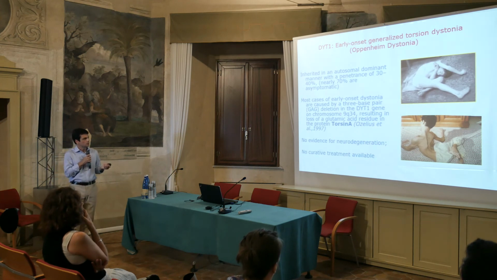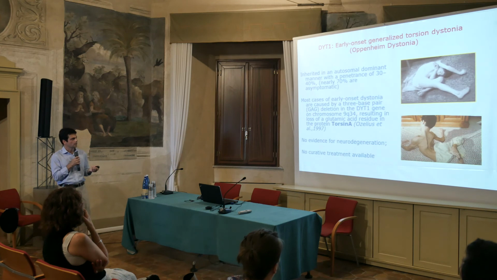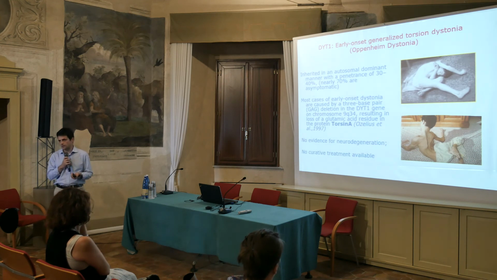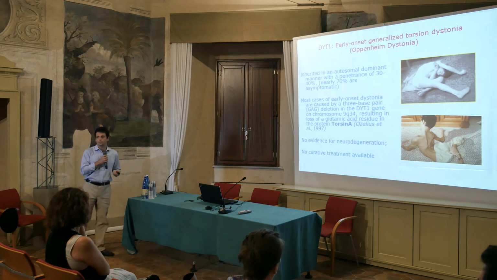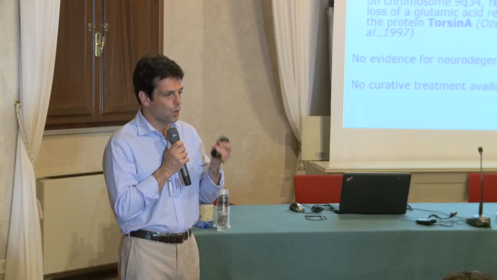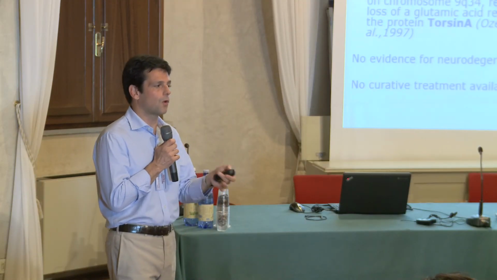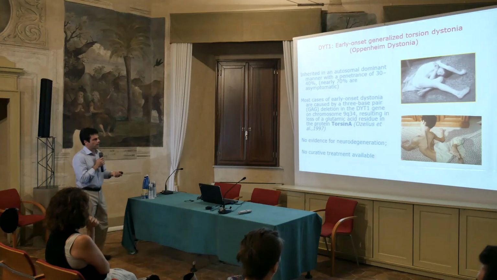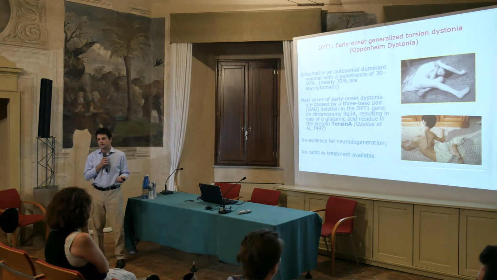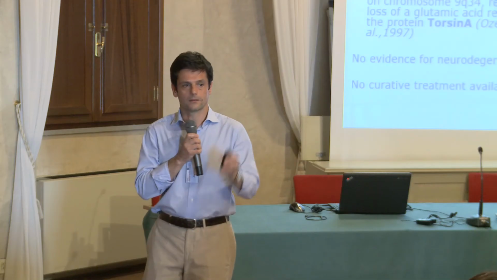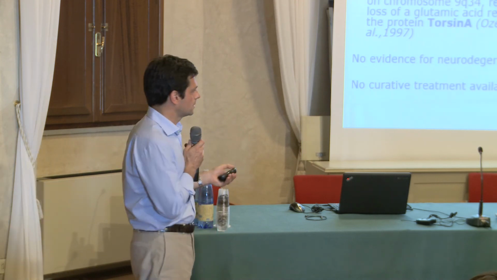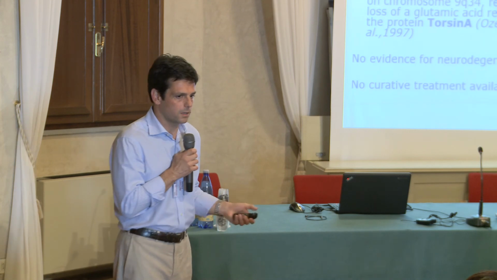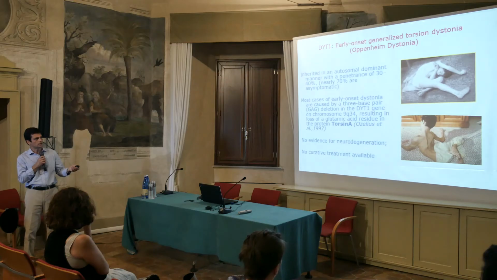These cases are induced, as you heard yesterday, by a 3 base pair deletion resulting in a mutation of torsin A, basically. It's important to know that we have no evidence for neurodegeneration. So it's completely different from Parkinson's disease or from Huntington's disease. And this is also the reason why, when you implant these patients with a stimulating electrode and do DBS, this is absolutely the only way to prevent them from having this life.